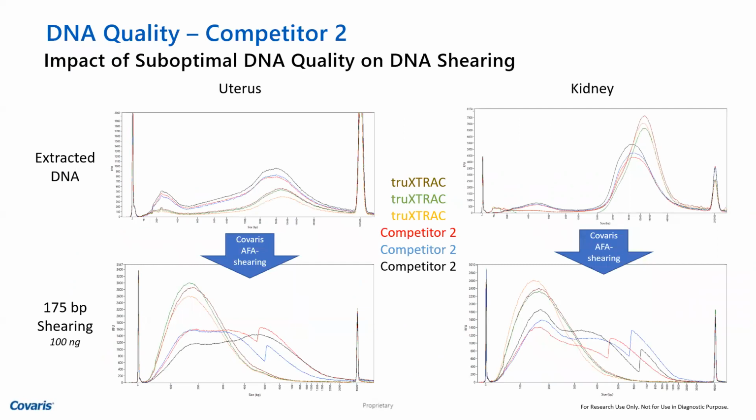We can go over this: uterine tissues, kidney tissues, you get the same thing, better reproducibility with AFA and less reproducibility while using competitor kits. So the target was to get to 175 base pair DNA. You get not just better yield, but better reproducibility, which is what you need.